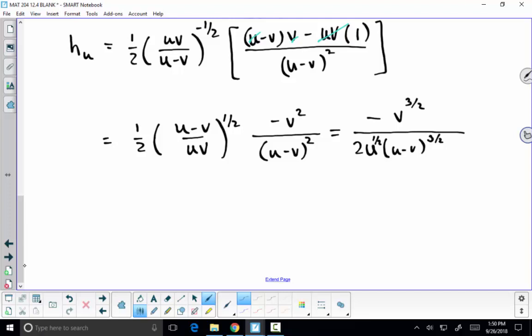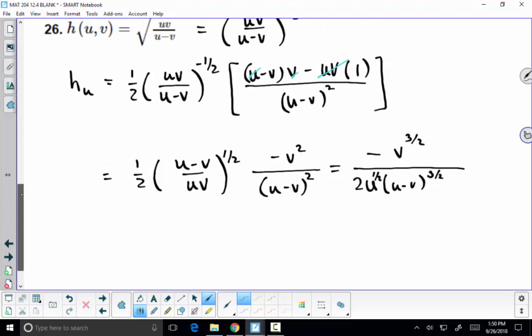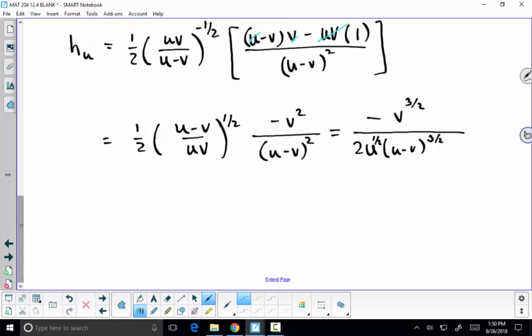How did you get a negative v squared? Because right here we have u times v minus u times v, so that cancels, but then we have minus v times v. This v here distributes to both of those. So that's v times u, which cancels there, but it's also v times v, that makes v squared. All right, so that is h sub u, and h sub v is similar.